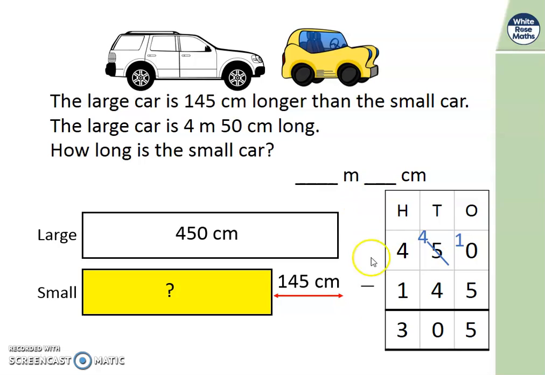What's that in meters? Well, 1 meter is 100. And how many of those hundreds did we have? 3. So it's 3 meters and 5 centimeters. And we write that down. Well done if you did that with me.